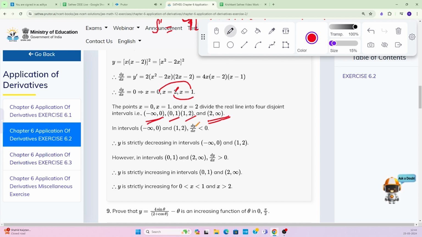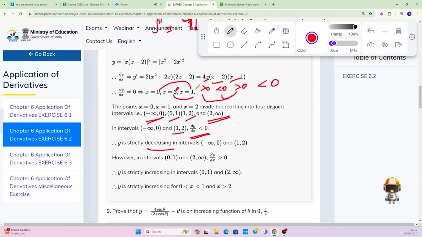Now the interval 1 to 2. If your value is in between 1 to 2, this will be positive. Since x is less than 2, this means negative, and this will be positive. Positive multiplied by positive gives positive, but positive multiplied by negative gives negative. So in total you are getting negative. This means f dash, or y prime, is negative in both of these intervals, so it is decreasing in these specific intervals.